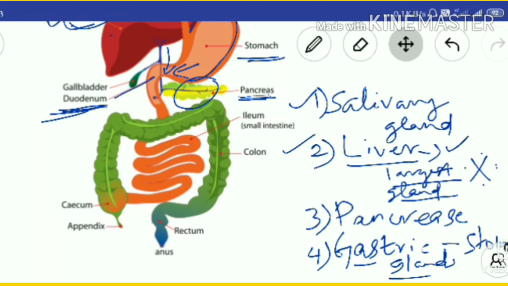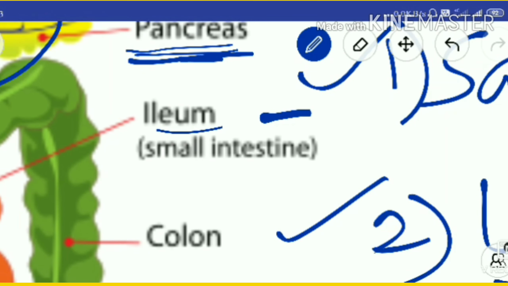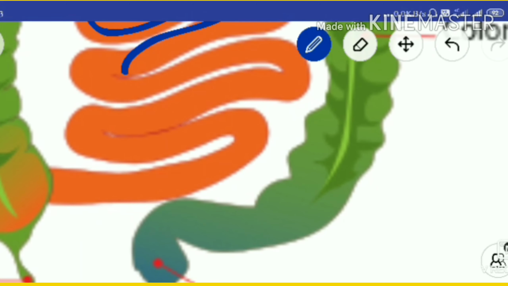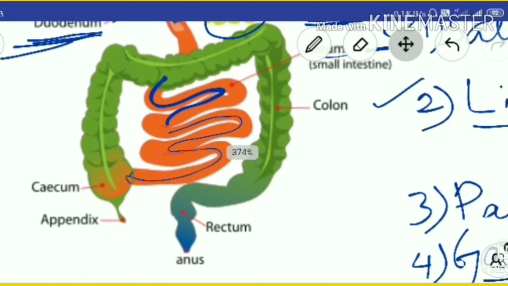I already told you about the duodenum, the first part of the small intestine, and see the second part of the small intestine, this curved structure. That is called the ileum. Ileum is the other part of the small intestine, right? And the ileum is coming like this, and it goes and attaches to the next part of the digestive system. What is the name? This is the large intestine. I will write LI, large intestine.